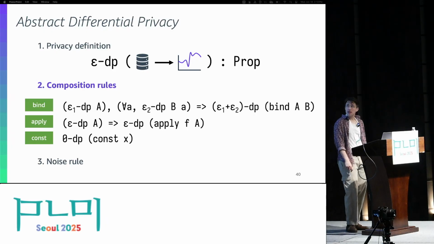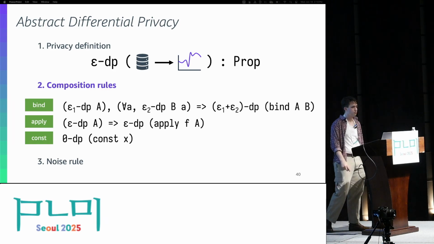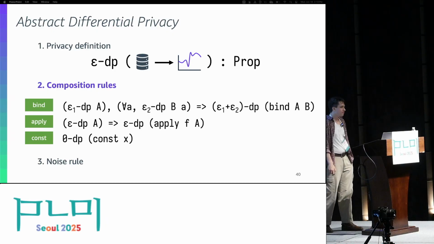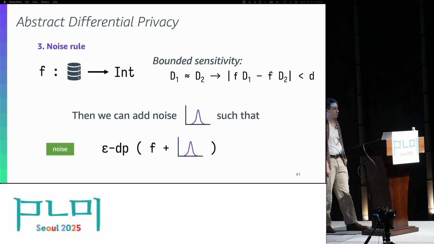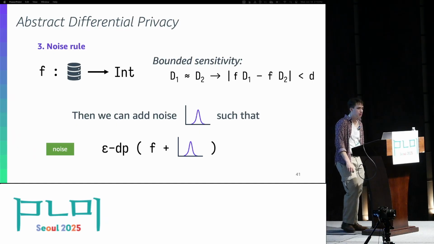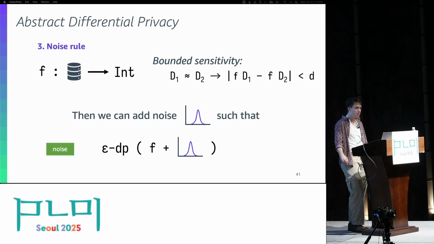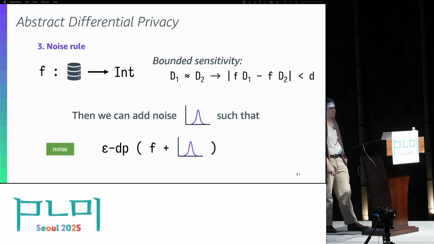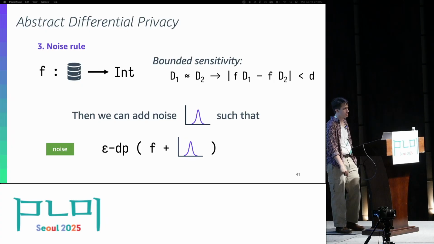Our interface requires that your definition for differential privacy obey a set of rules, in particular adaptive composition, post-processing, and the constant rule. And then finally, our interface requires that you have some way to make a query over integers private. So in particular, we require that for any integer valued query over a database that has an upper bound on how sensitive the function is to changing individual rows in the database, there must exist some noise distribution so that your query plus that noise is epsilon differentially private.